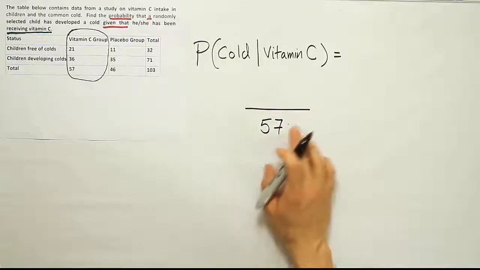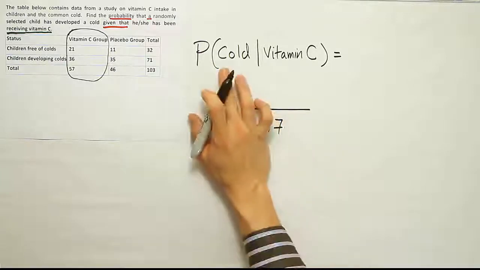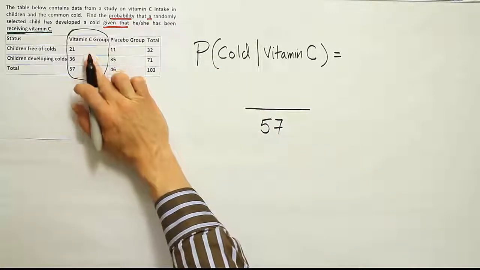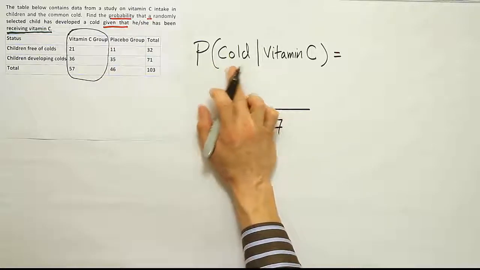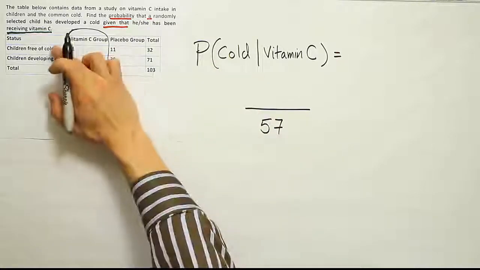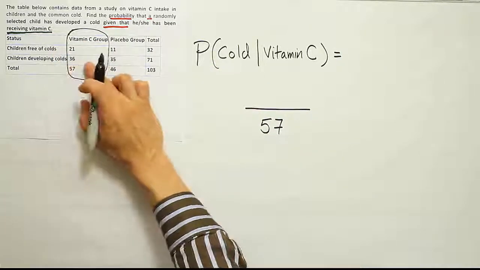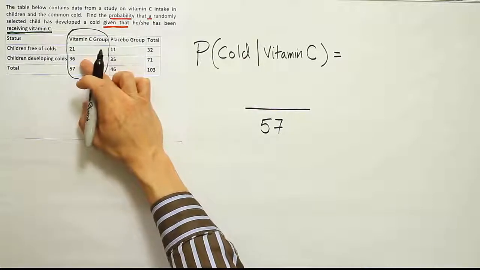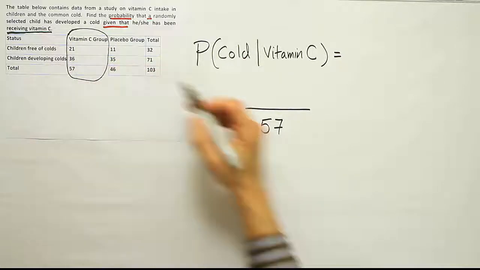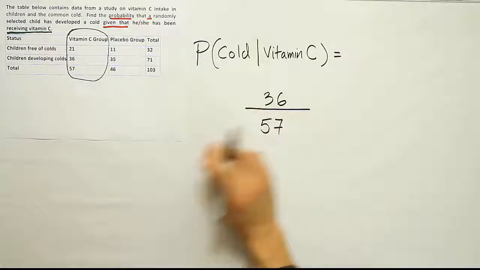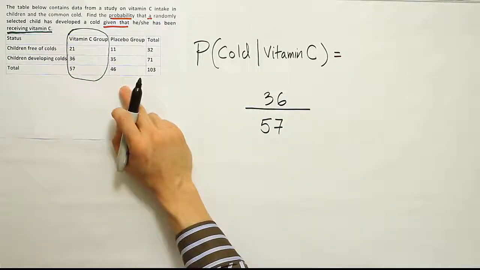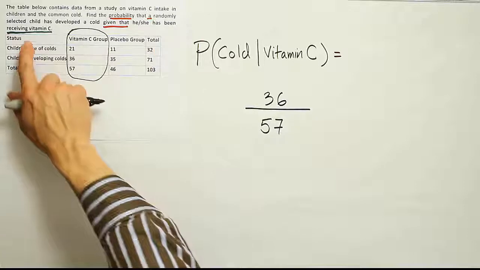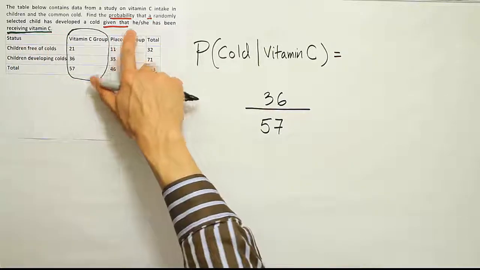Now from there, after I have that done, I want to identify from the remaining two numbers that are left that I haven't used yet, which one corresponds to having a cold, right? Children free of colds or children developing colds. So it's this group, the children developing colds, and therefore that number 36 goes on top. So it's so nice when you have a table and you can use that shortcut. What's the shortcut again? Focus only on the phrase that follows the given that condition, right?